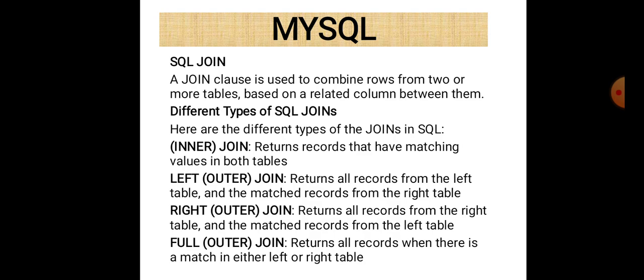First one is inner join. It returns records that have matching values in both tables. Second is left outer join. It returns all records from the left table and the matched records from the right table. Third is right outer join. It returns all records from the right table and the matched records from the left table. And next is full outer join. It returns all records when there is a match in either the left or right table. So basically there are inner join and outer join, and in outer join there are again three categories: left, right, and full outer join.